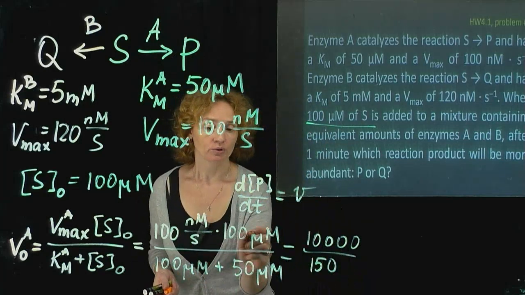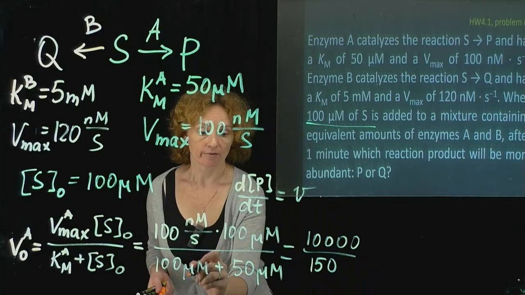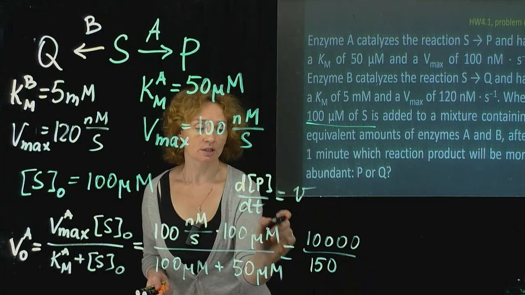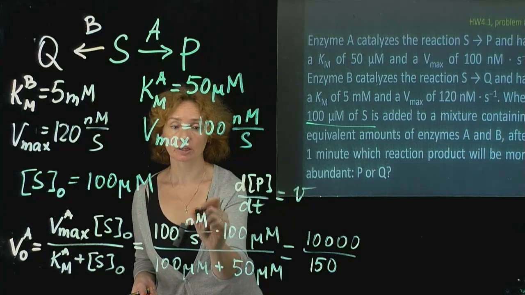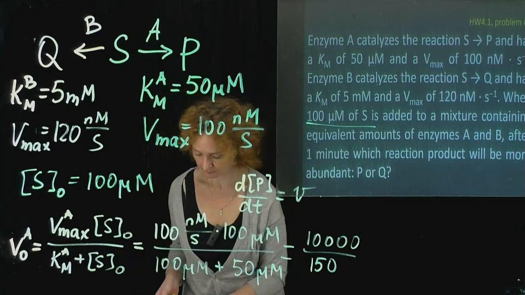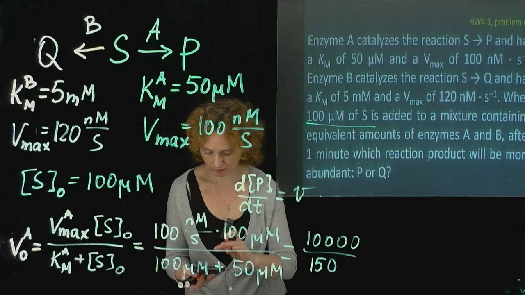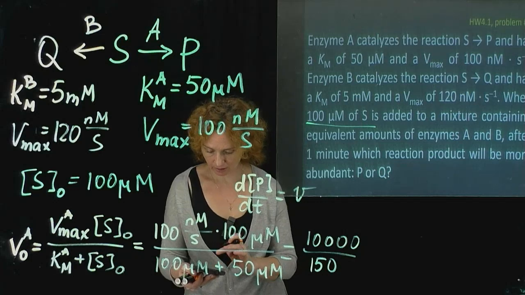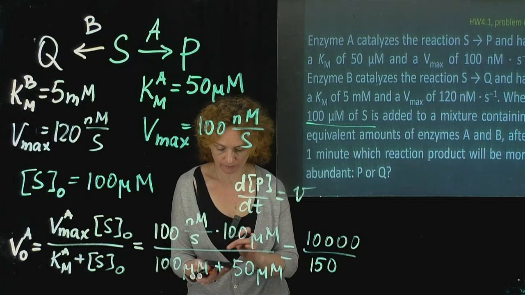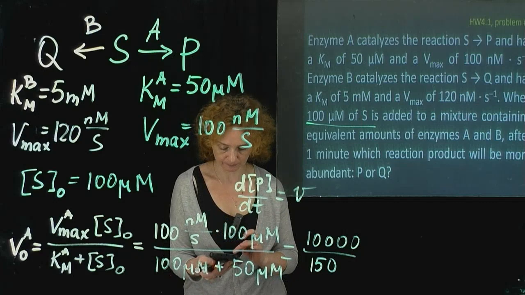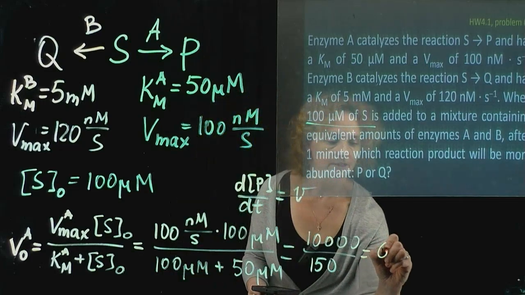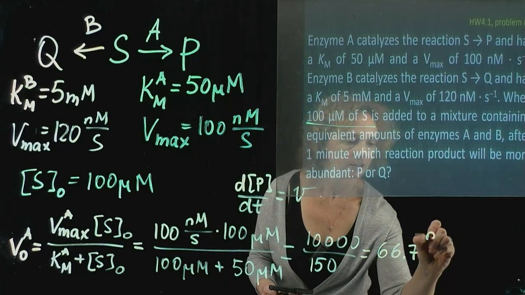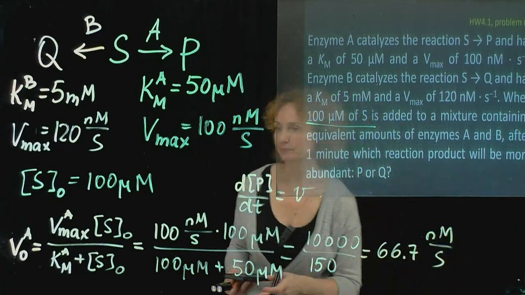And I don't need to convert the units because here I have micromolar in the denominator. It cancels out with the units for concentration of the substrate, and so the rate will be in nanomolar over second. So if I use my calculator and calculate the values for the initial rate, it will be 66.7 nanomolar over seconds.